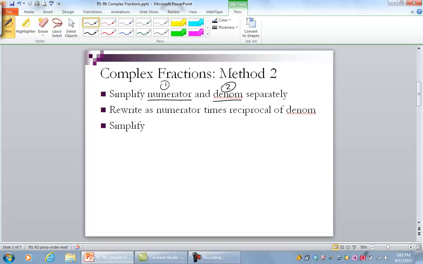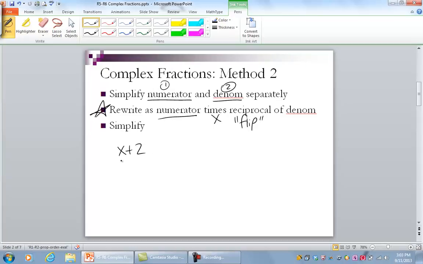Then you're going to have a fraction on top of a fraction, which means a fraction divided by a fraction. And you do know how to divide fractions. You take the numerator and you multiply by the reciprocal, or flip the denominator. Just remember, all you're doing is dividing fractions, but it takes a lot of simplification before you can start this.